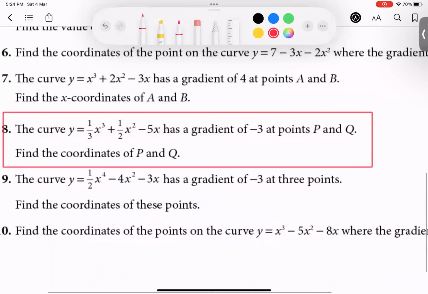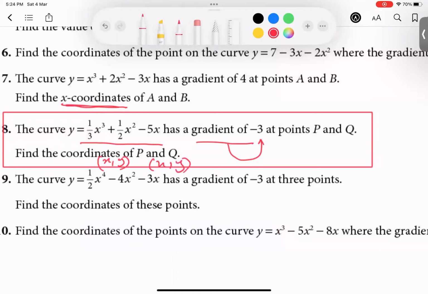Yes, the question was: the curve is given here and the gradient is given by him, minus 3. And we need to find not the x coordinate like in the previous question. No, we need to find the coordinates x and y both, in this kind of ordered pairs. It's called ordered pairs, one for P and one for Q. So let's start.